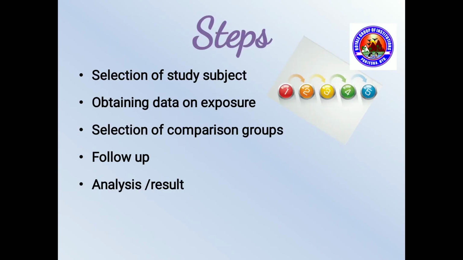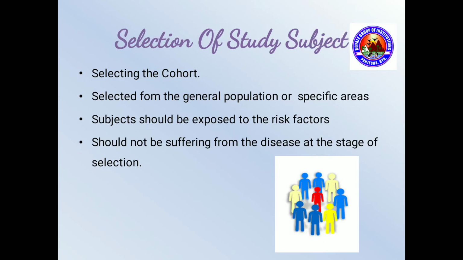There are 5 major steps that are involved in a cohort study. The first step being the selection of the study subject. Second, obtaining data on exposure. Third, selection of comparison groups. Fourth, follow-up. And finally, a result or analysis.